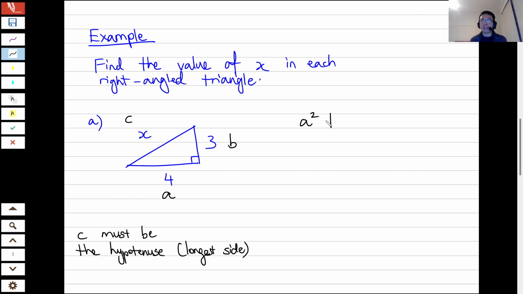Okay, so Pythagoras' theorem tells us A squared plus B squared equals C squared. And I've given you this triangle with side lengths 3 and 4. I want to find x, which is the length of the hypotenuse here. So let's replace A, B, and C with the numbers 4, 3, and x, respectively. So 4 squared plus 3 squared equals x squared.